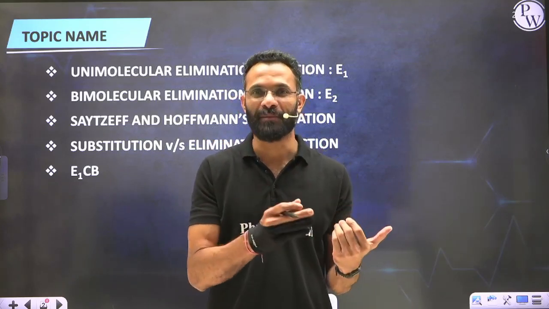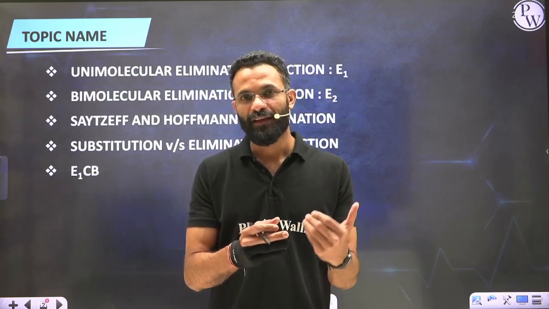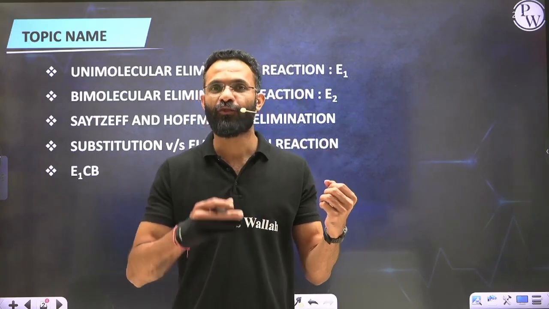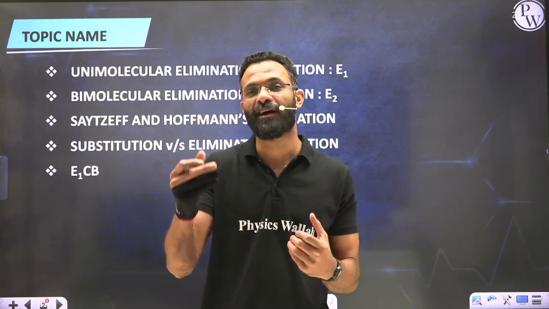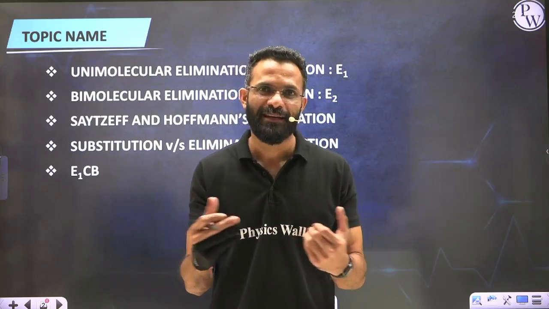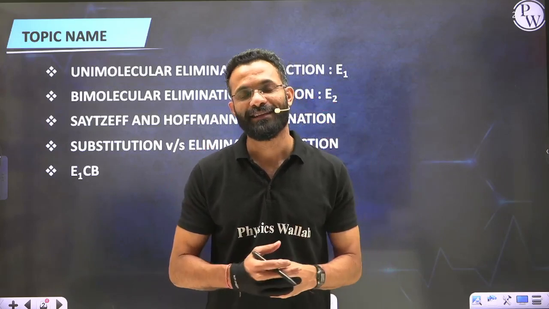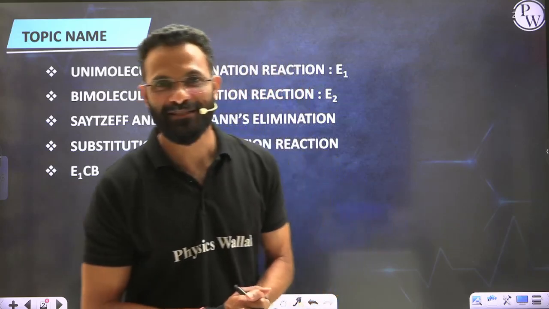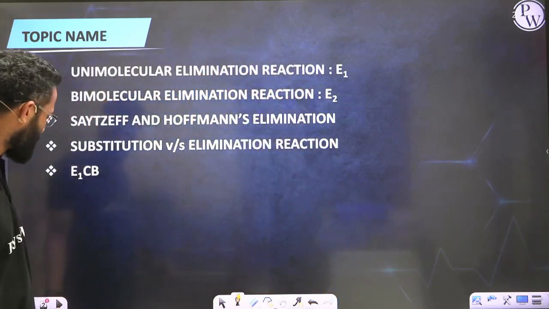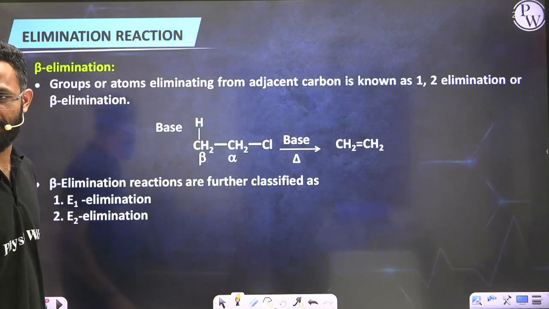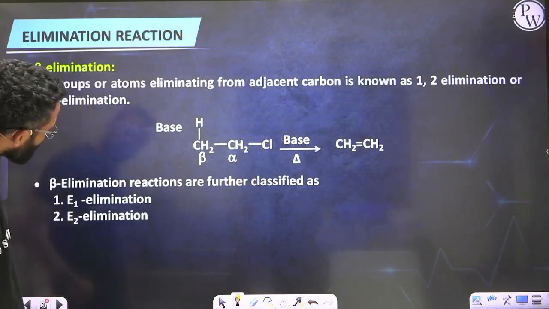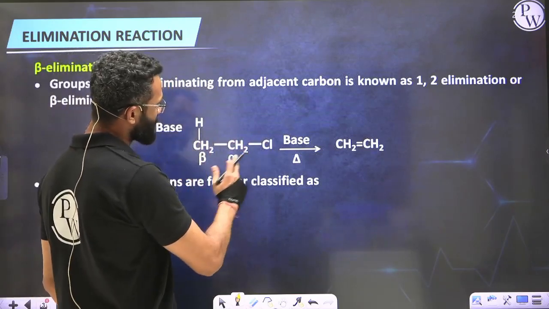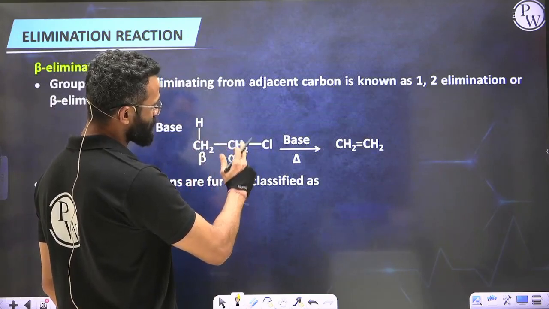Now imagine, if abstraction of a proton, that is removal of hydrogen, is taking place from a carbon which is far away from the carbon carrying the leaving group, that is the halogen atom, then such elimination can also be referred to as 1,N elimination. Out of these, as far as our syllabus is concerned, dear students, we talk about beta elimination. So let me show you beta elimination here. You can see we have got some substrate, ethyl chloride. We are allowing this ethyl chloride to react with the base.